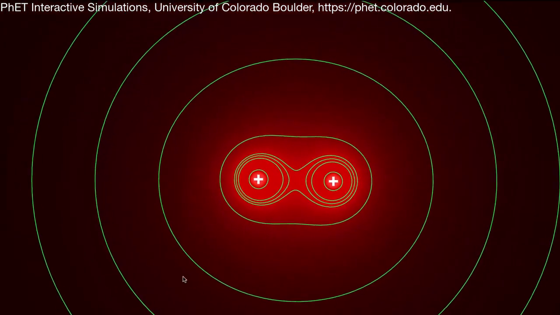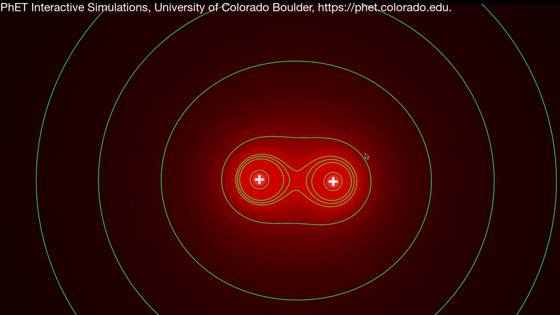And if you go very far away, it's going to become more and more circular, because from very far away, these two charges feel very close to each other. It feels like a single charge. And so the equipotential surface of a single charge is pretty much spherical.